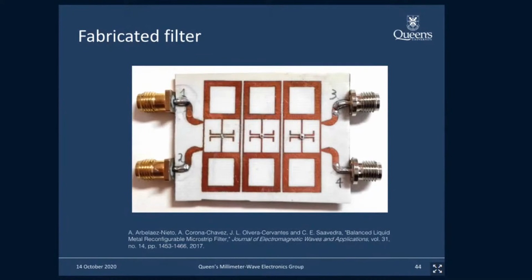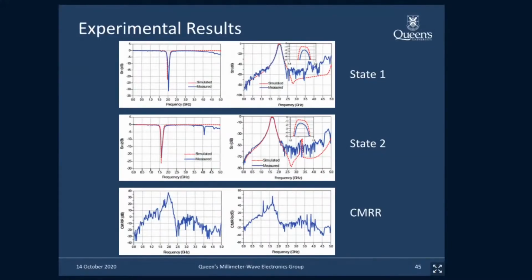But now I just want to jump to actually here's the image of the filter, and that's the citation of the paper. But here is actually the type of tuning that you can do. So in state 1, when you have the liquid metal droplet there, this filter has a center frequency of 2 gigahertz. And when you remove the droplet, you're in state 2. So then you drop the center frequency of the filter to about 1.5 gigahertz. The bottom is the common mode rejection of this differential filter. And so basically you're seeing about 40 dB, right?